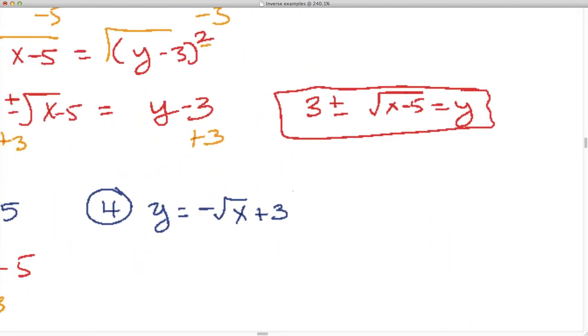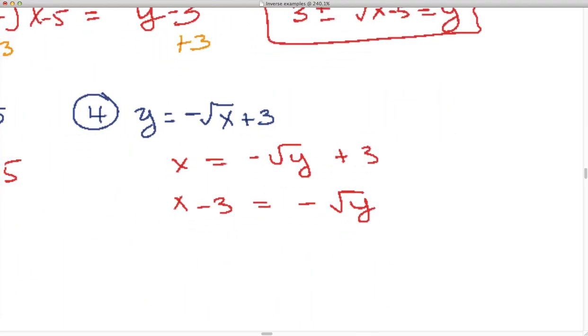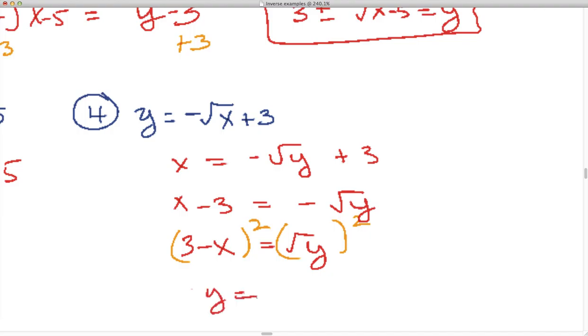And then finally, we're going to look at this one. So if we switch x and y, this one actually is easier than the last one. Should have switched the order, huh? Let's divide both sides by negative 1. And then square both sides to get rid of that square root. Yeah, this should have been problem number 3, and the other one should have been problem number 4. It's okay though. Oops. Let's switch back to order.